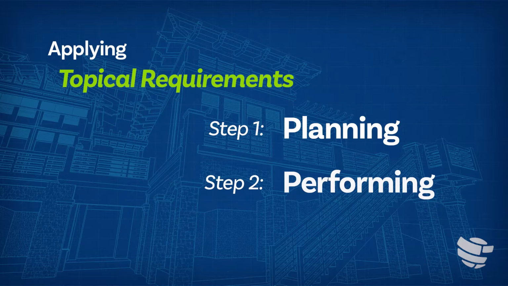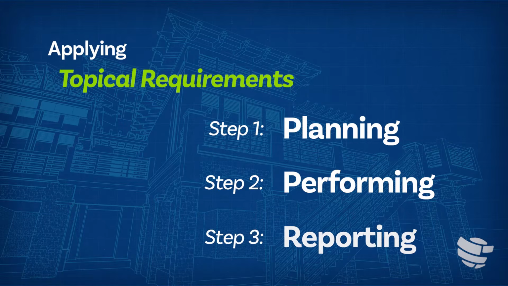Step 2, performing. As you test and gather evidence, align your work programs with the specific requirements in that topic. You don't have to use every section, only what fits the scope and risk. Just make sure you record any exclusions and why.